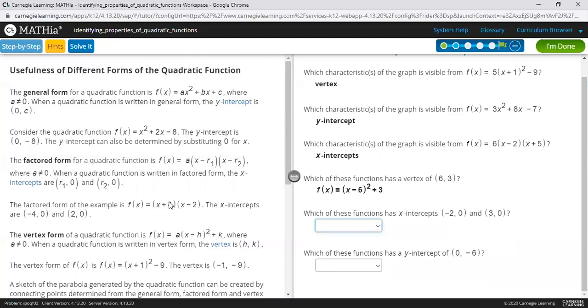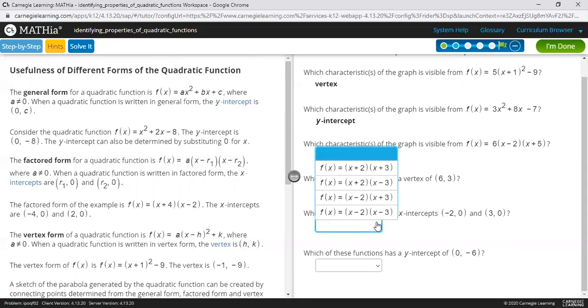All right, which of these functions has x-intercepts -2 and 3? When we're written in factored form, our x-intercepts are going to be actually the opposites. So if one of the factors is x plus 4 over here, we know that the x-intercept is going to be -4. And if the other factor is x minus 2, the x-intercept is going to be +2. So we're just going to have the opposites of those. So I have -2 will be x plus 2, so one of these. And then if I have (3, 0), it's going to be x minus 3.